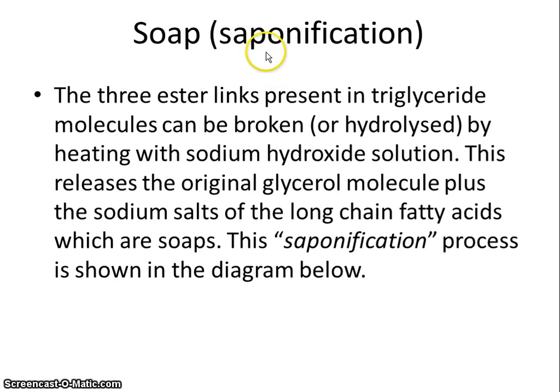Okay, here we go. So saponification, soap making, is where you have the 3 ester linkages broken down, hydrolyzed by heating with sodium hydroxide, so a basic solution. This releases the original glycerol molecule plus the sodium salts of the long chain fatty acids, which are the soaps. This saponification process is shown next.